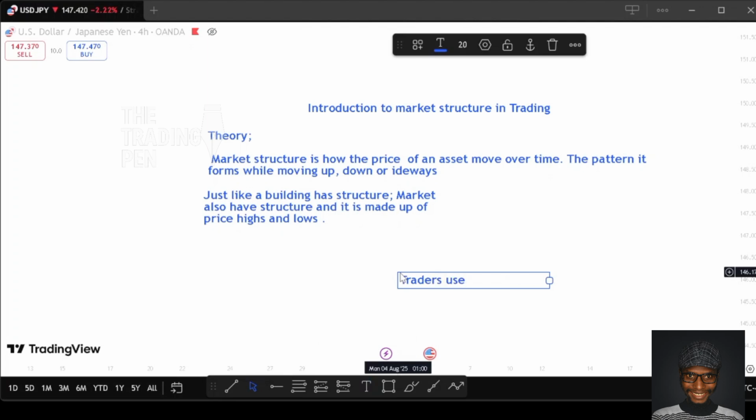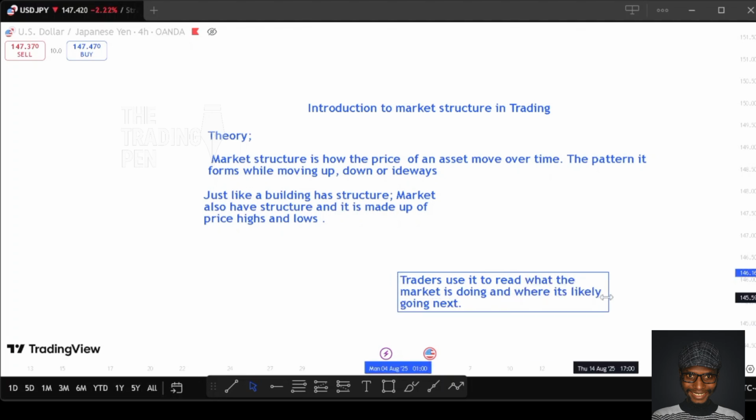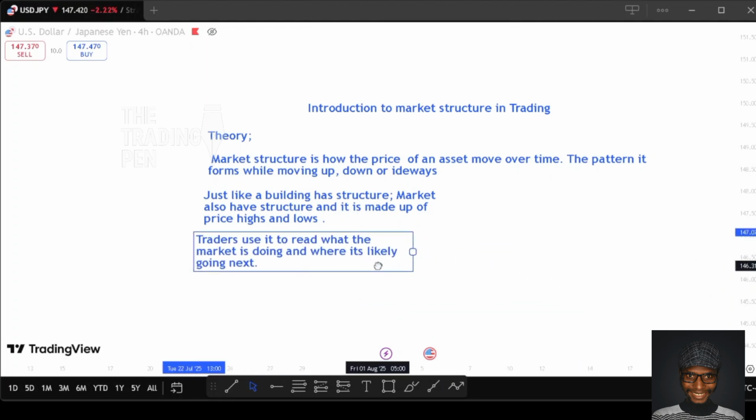Traders use it to read what the market is doing and is likely going to do next. I hope you guys can read this clearly. This is the theory aspect.